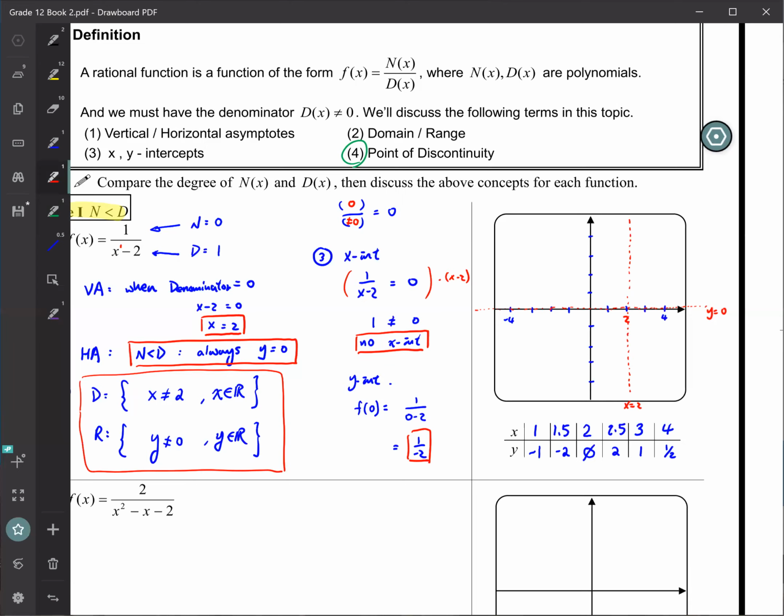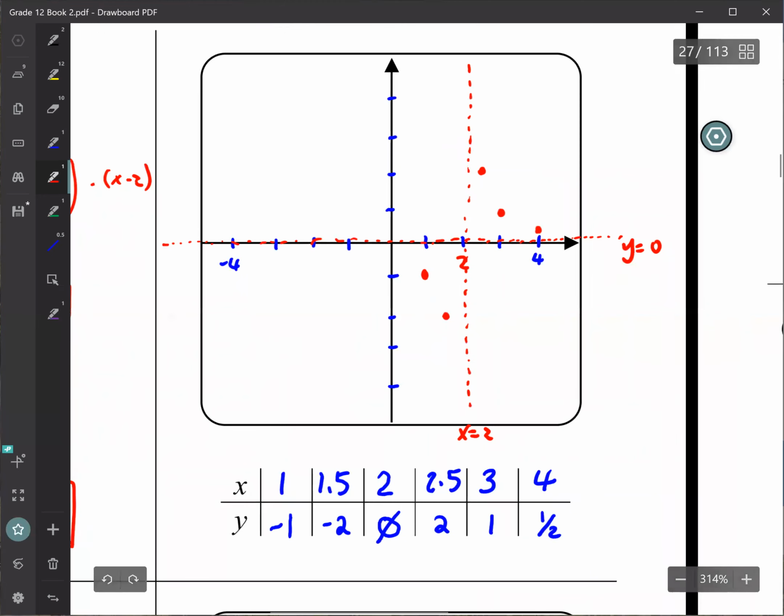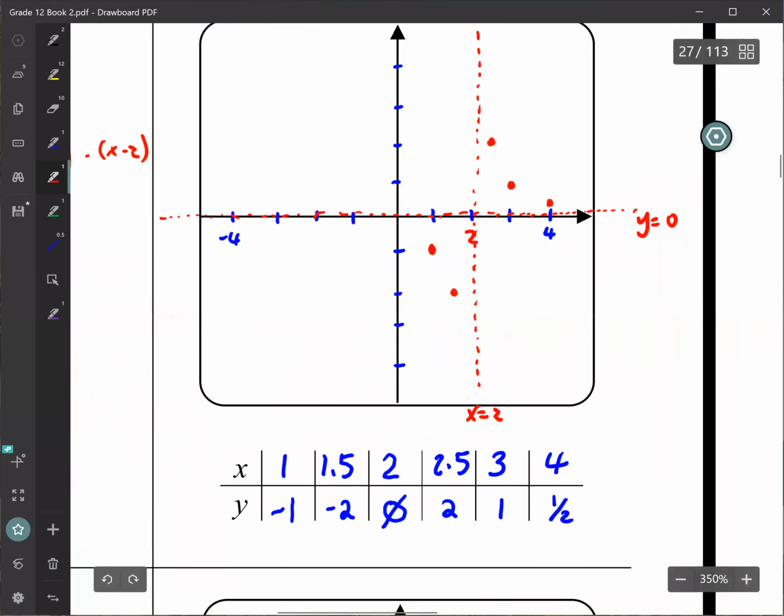1, -1, so that will be here. And then 1.5, -2, so it'll be down here. And then the other side, 2.5 is 2, 3 is 1, 4 is half. As you can see, if it's closer to 2, it will start to bend, right? That's why I chose the 2.5 and 1.5.